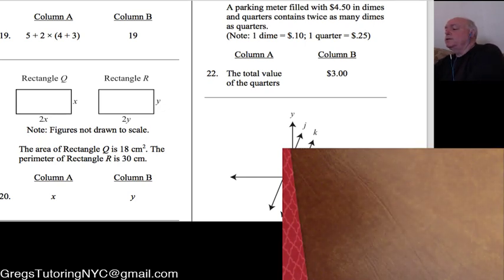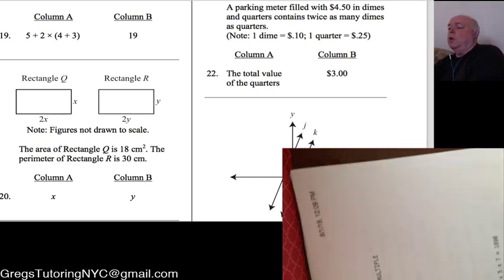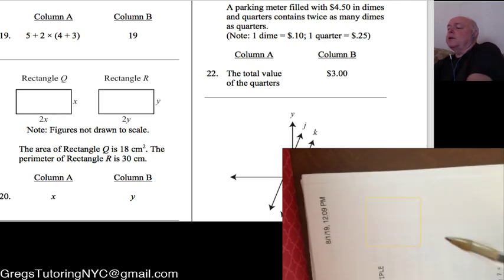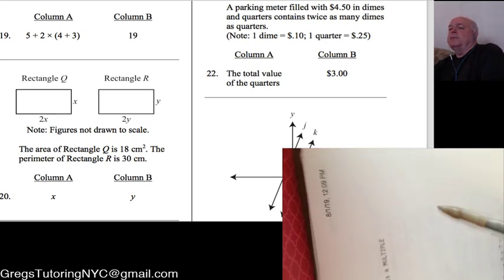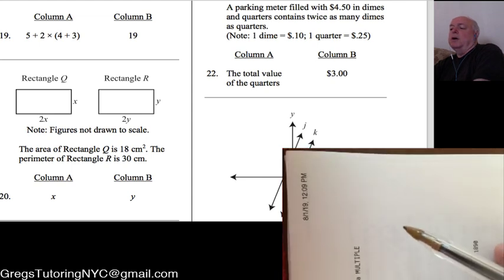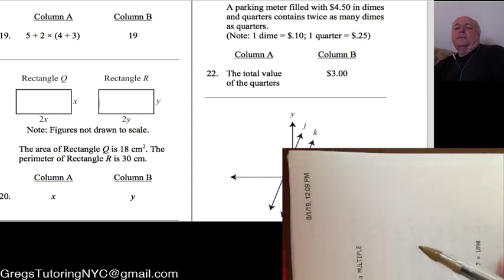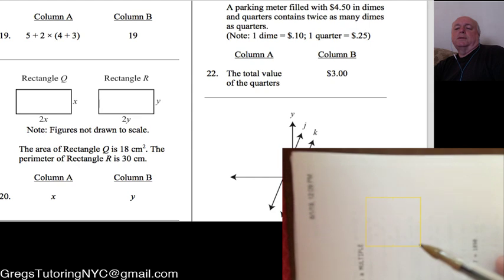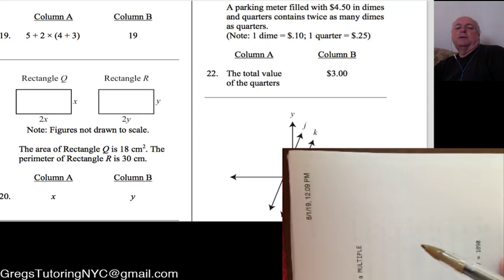Okay, so this is a standard 2-equation problem. When you see something like this, think I need to set up 2 equations. So a parking meter, actually let me make sure this is showing on the screen right, because I shifted stuff around. Yeah, that's good. Okay.